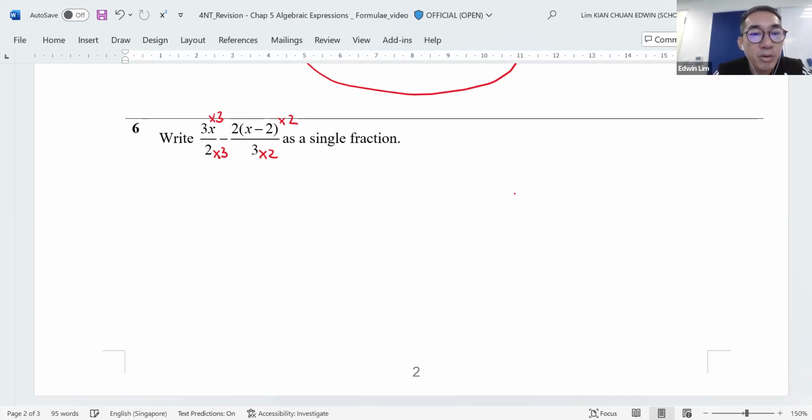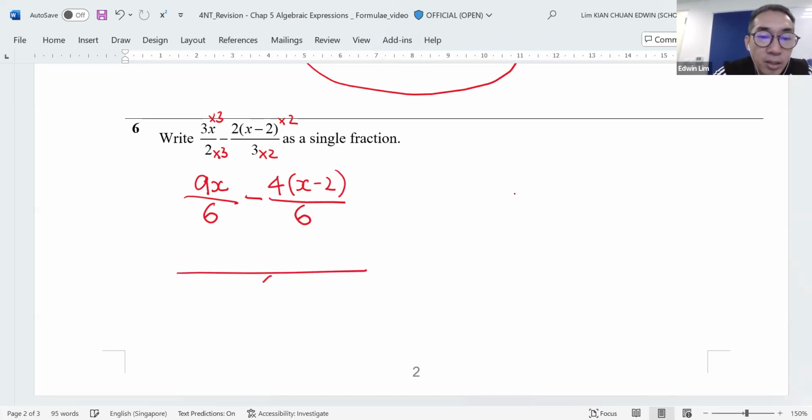Alright, I can just rewrite it now. 3x times 3, I get 9x. 2 times 3, I get 6. Minus 2 times 2, I get 4, bracket x minus 2. 3 times 2, I get 6. Once the denominators are the same, I can put them together now. 9x minus 4, x minus 2.